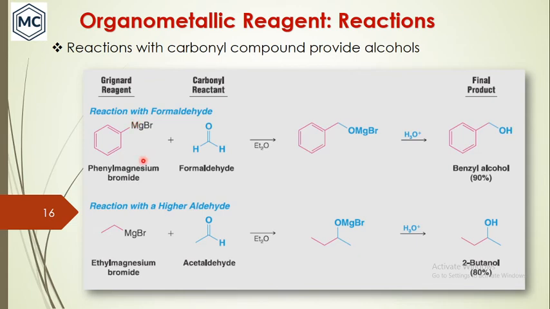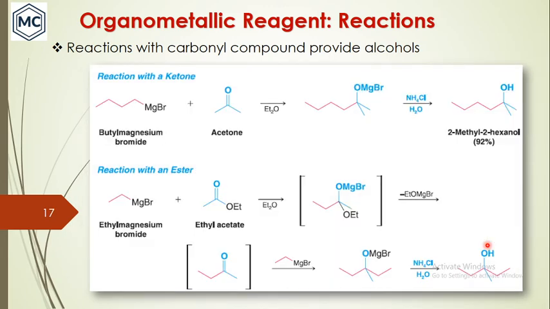If you are using phenyl magnesium bromide with formaldehyde, you finally get benzyl alcohol. And if you are using ethyl magnesium bromide with acetaldehyde, you get a secondary alcohol, 2-butanol. And another example, for a ketone, butyl magnesium bromide with acetone, you get a corresponding alkoxide complex like this. Then finally it gets hydrolyzed to give this product.